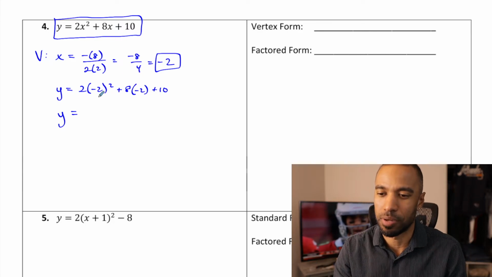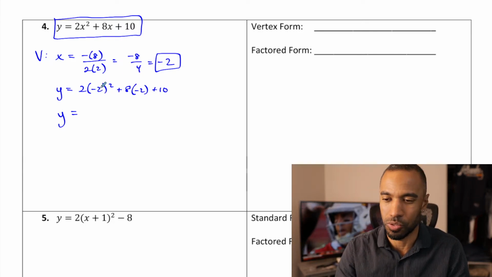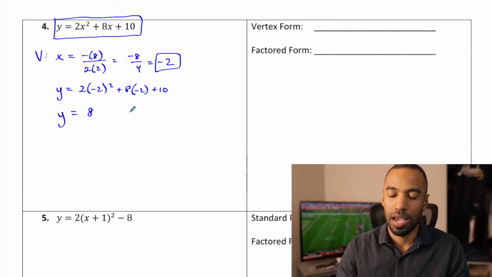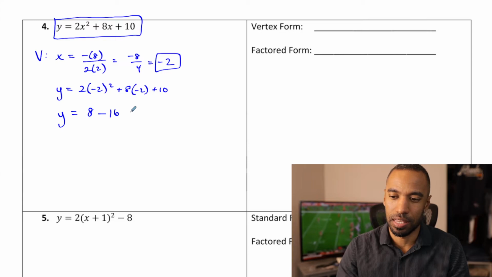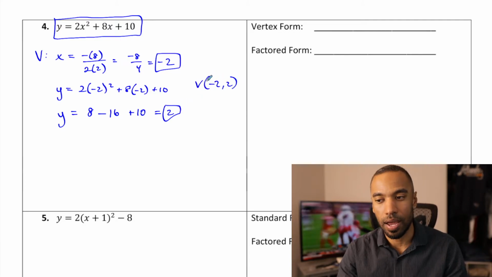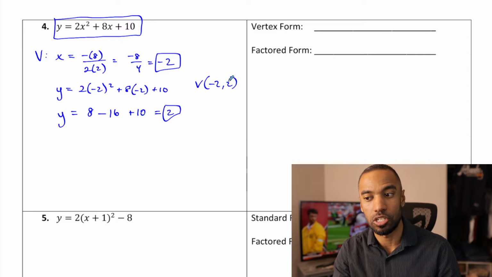I'm pausing too much. I'm sorry. Let's do this. Negative 2 squared is 4. 4 times 2 is 8. And then we got minus 16 there. And then plus 10. Negative 8 plus 10 is 2. So the vertex is at negative 2, comma 2. So you can see right here, the vertex is at negative 2, comma 2.